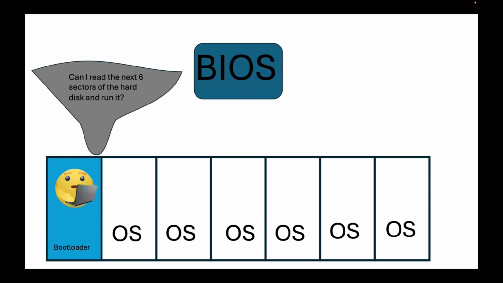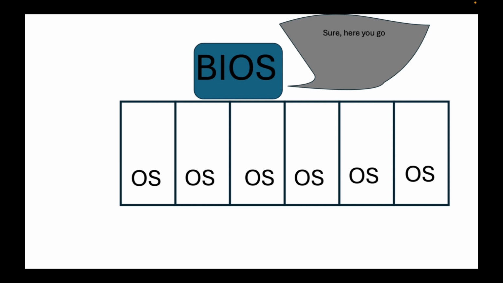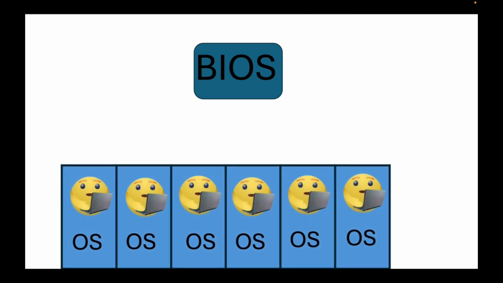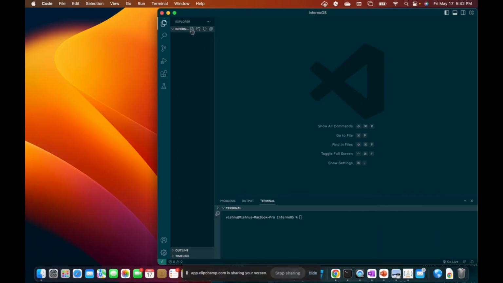Instead of actually being the operating system, the bootloader will ask the BIOS to read the next 6 sectors of the hard disk and run it. Keep in mind, the other 6 sectors are the rest of the OS. And the BIOS will just take those and run it, and the bootloader will just disappear. And then the operating system will be run, and the BIOS will also just say goodbye when the operating system has everything. So yeah, that's the actual modern state of any operating system. So we're going to be doing all of this from scratch.